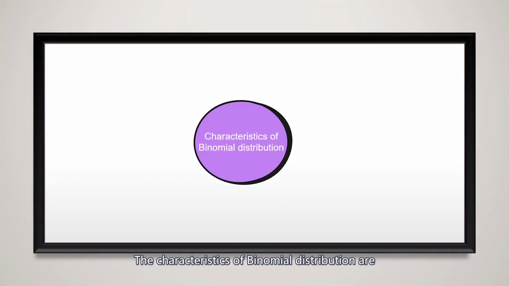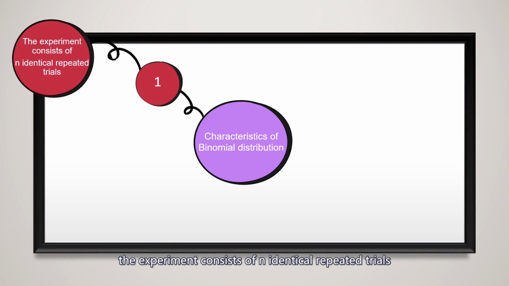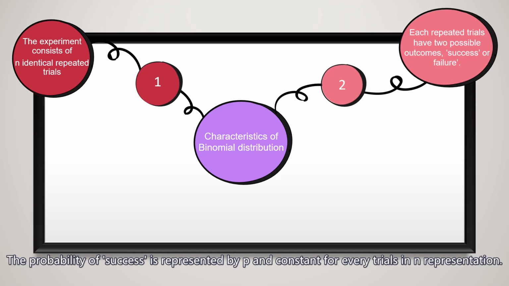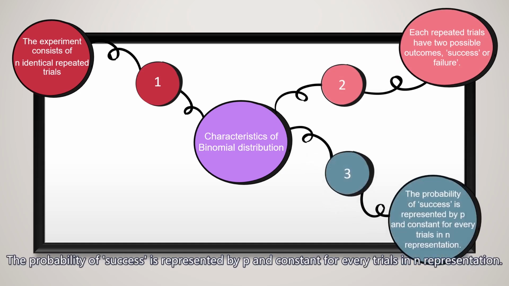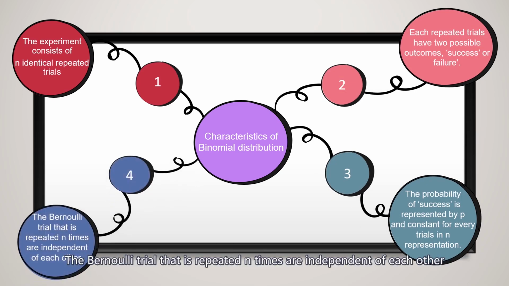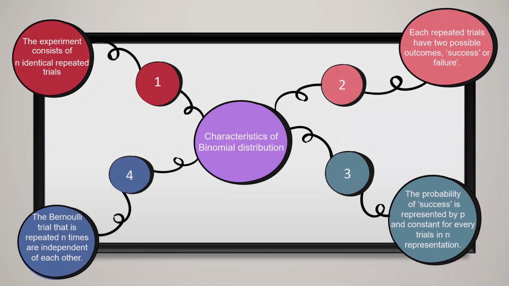The characteristics of binomial distributions are: the experiment consists of n identical repeated trials. Each repeated trial has two possible outcomes, success or failure. The probability of success is represented by p and is constant for every trial in n. The Bernoulli trials that are repeated n times are independent of each other.